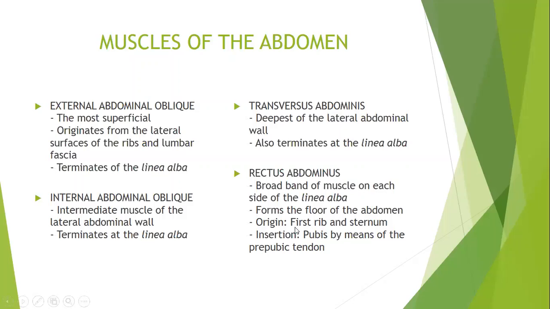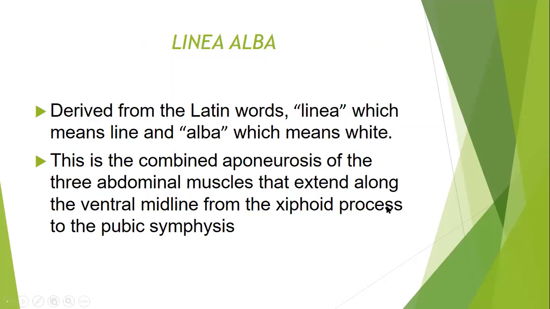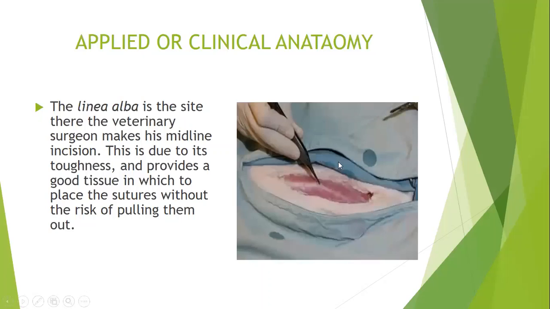It usually originates from the first rib and sternum and inserts into the pubis by means of the prepubic tendon. So linea alba. So this is how it looks. So this is very important.